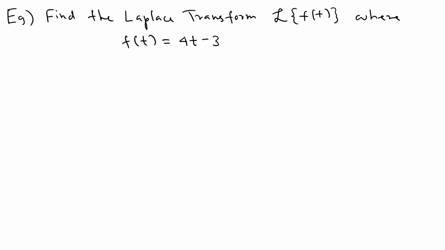So let's look at this function. Let's use the definition to find the Laplace transform. So what's the definition of the Laplace transform? It is defined as an improper integral. L{f(t)} is, this is the definition, the integral from 0 to infinity of the function 4t minus 3 times e to the minus st dt. That's the transform part, e to the minus st. So you multiply the function by e to the minus st and integrate from 0 to infinity, and that's what we call the definition of the Laplace transform.